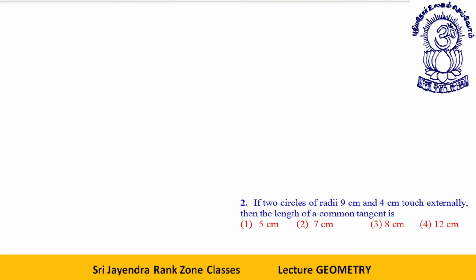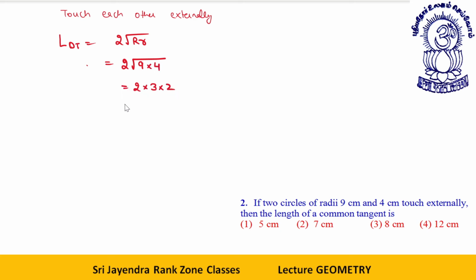If two circles of radii 9 and 4 touch each other externally, then the length of the common tangent is... We have to tell the length of the direct tangent. The moment you see that the circles touch each other externally, the length of the direct common tangent is L_dt = 2 under the root r1 r2. This is 9, this is 4, so 2 into 3 into 2, that gives you 4 into 3, 12.